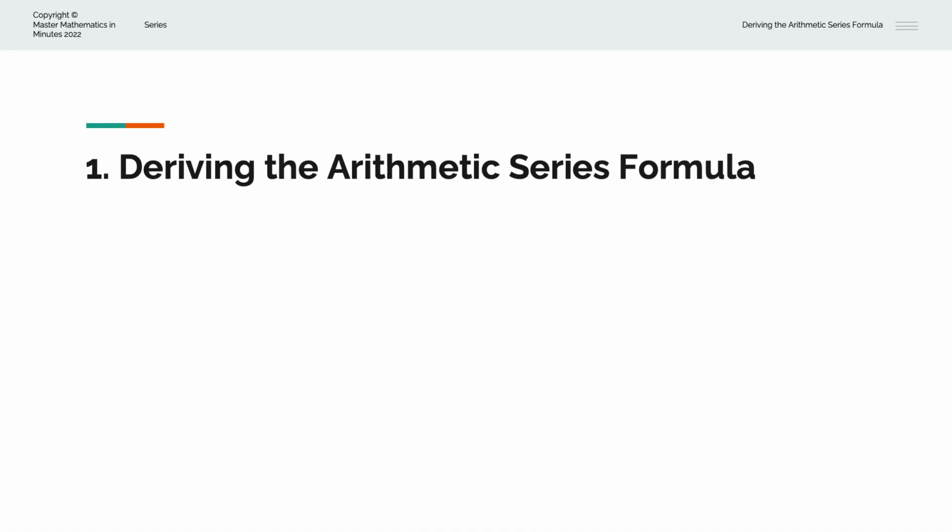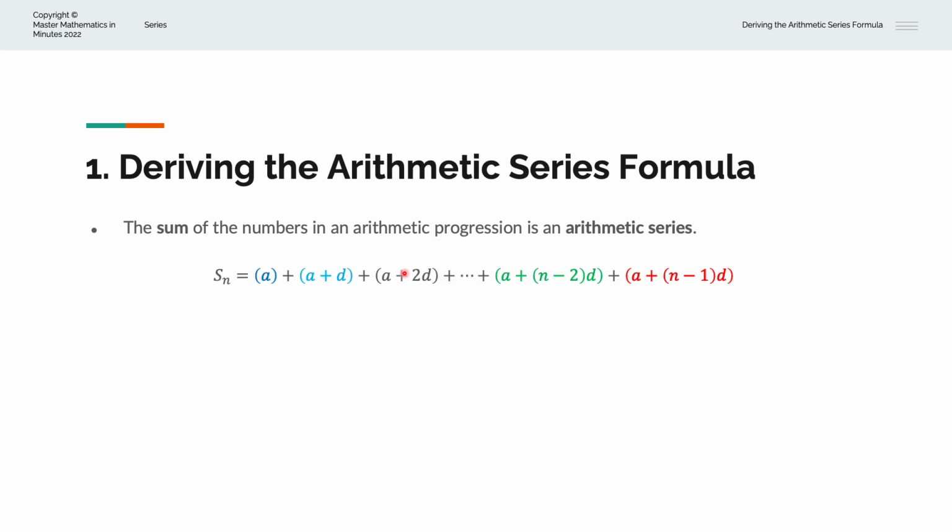So, what is an arithmetic series? The sum of the numbers in an arithmetic progression is called an arithmetic series. We've defined what an arithmetic progression is in the previous video, with a as the first term, a plus d as the second term, a plus 2d as the third term, and a plus (n minus 1)d as the final or last term. We'll add each of these terms together, and that gives us Sn, which is the sum of the n terms, and that is called an arithmetic series.